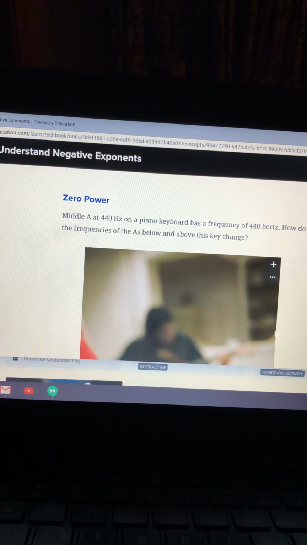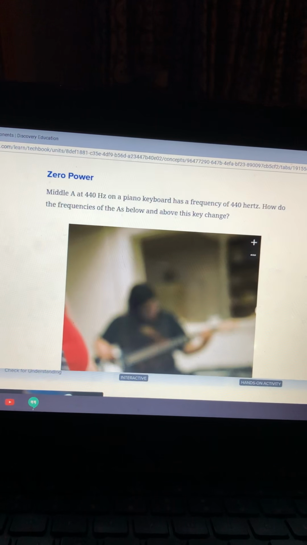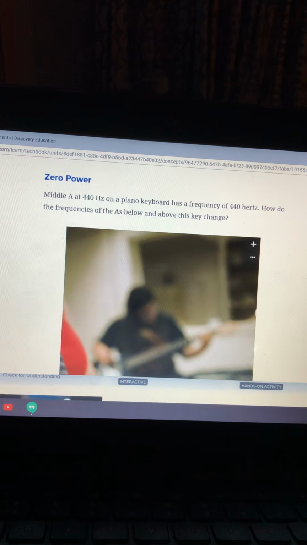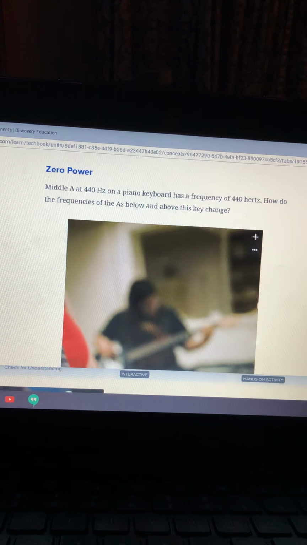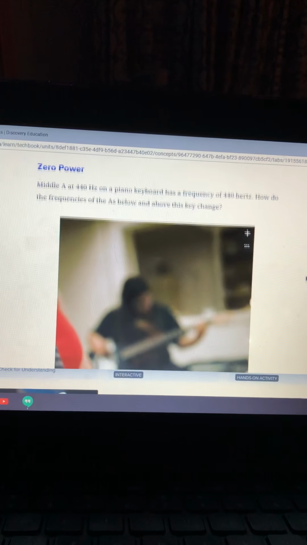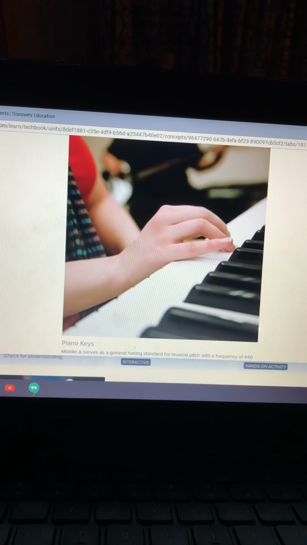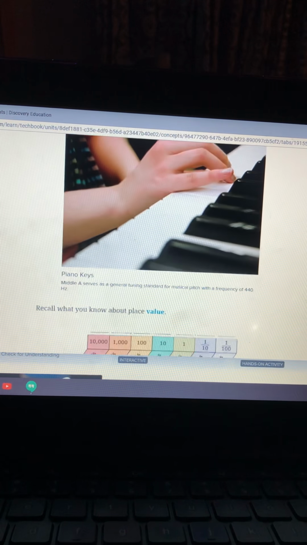So, zero power. The way that we relate the zero power to the real world is by a piano keyboard. Middle A on a piano keyboard has a frequency of 440 hertz. How do the frequencies of the A's below and above this change? So we're playing the piano.